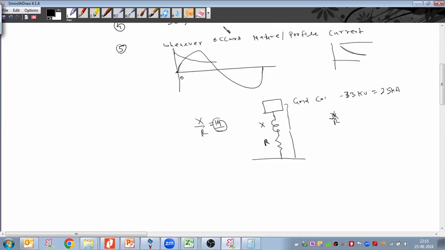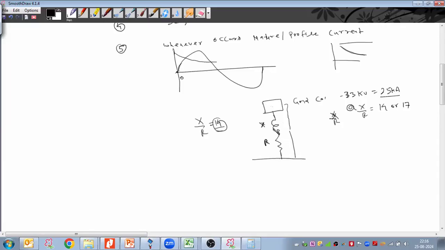So suppose your grid is 33 kilovoltage having the short circuit current 25 kiloampere. So we are mentioning this 25 kiloampere at what X by R. So that X by R may be 14 or 17 or 10, that we are mentioning here. So this 14 is representing the grid X and R ratio.